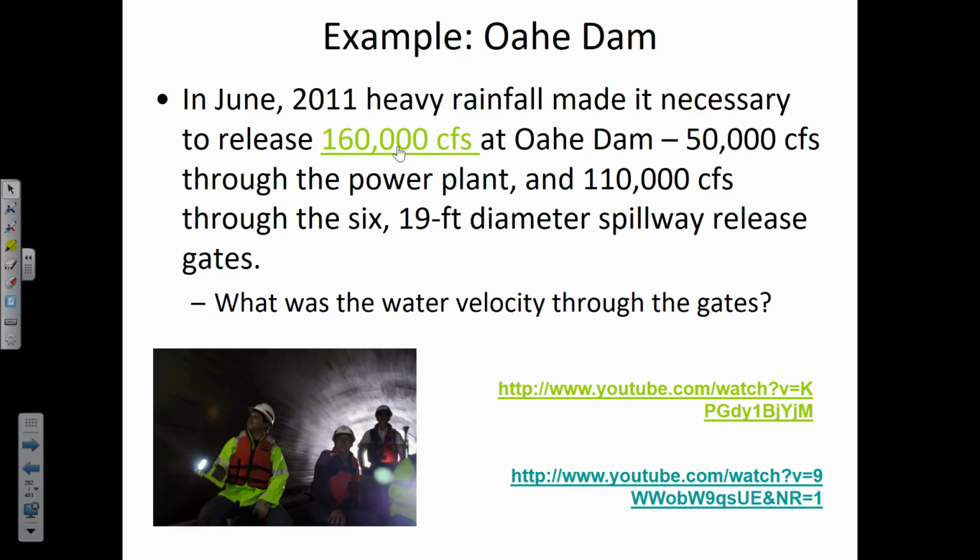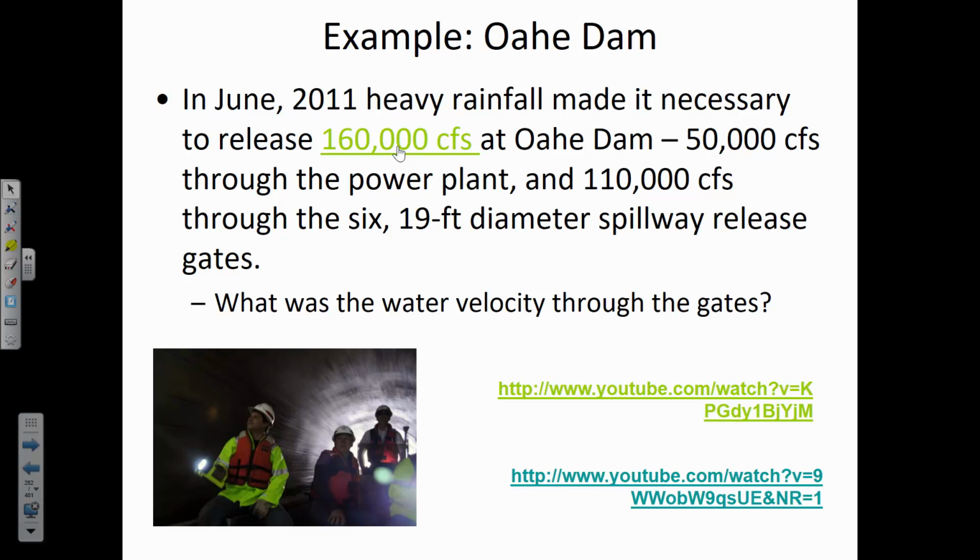And so the relationship between Q and V is Q equals V times A. Velocity times area gives you volumetric flow rate. And we can tell that area, if it has units of square feet, you multiply square feet by feet per second, and it gives you cubic feet per second.